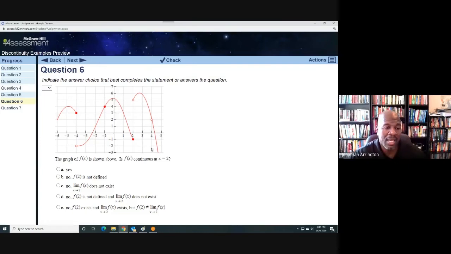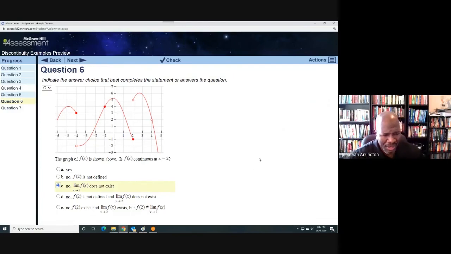All right, but it's not enough just to say it's not continuous. We have to say why it's not continuous. So let's go through our choices. Is f of 2 not defined? No, f of 2 actually is defined. f of 2 is negative 1, so it's not that. Is it that the limit as x goes to 2 of f of x does not exist? Yes, the limit doesn't exist there. It's negative 1 on the left and 5 on the right. So that one is not continuous because the limit does not exist.